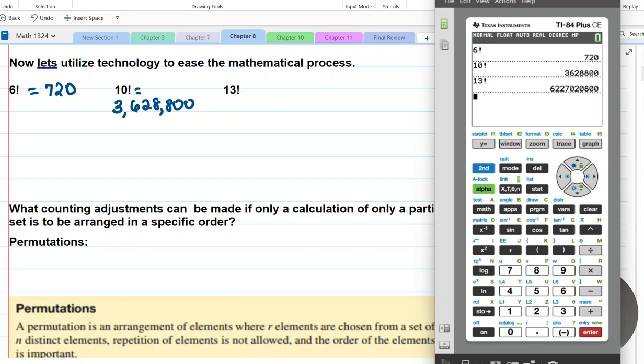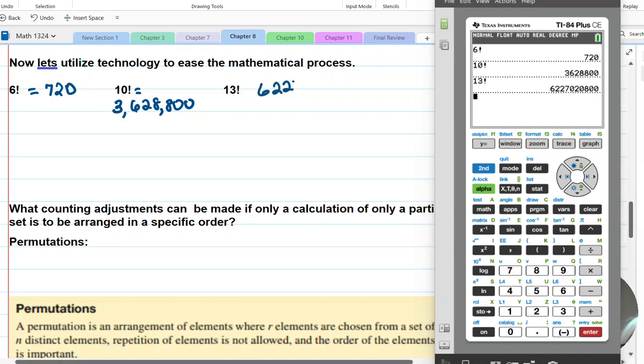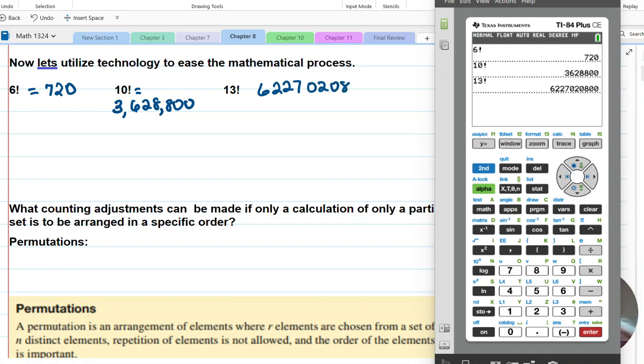Oh, I did it. So on this one, I have 6227020800, and it looks like an 8 to me. Alrighty then. So we've reached it. That's 10 digits.